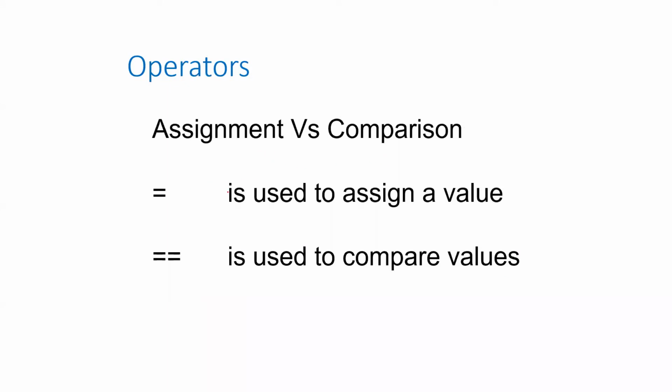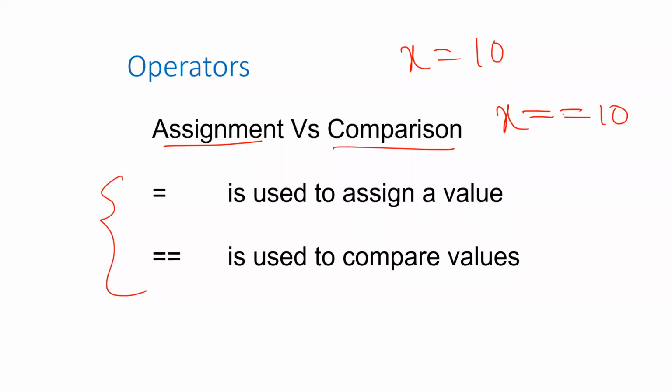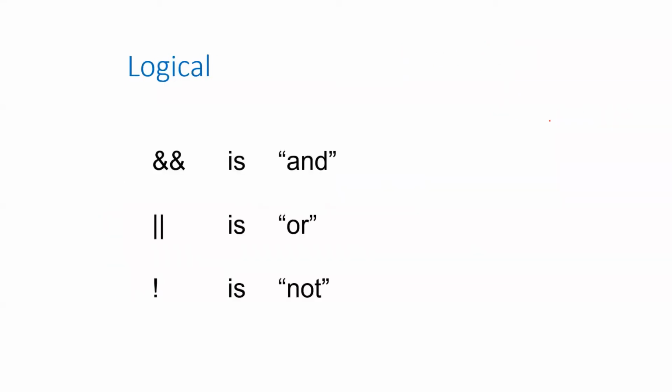The first one is assignment versus comparison operator. Many of you confuse these 2 operators. X = 10 means I assign a value of 10 to a variable called X, whereas X == 10 means I am checking whether X is equal to 10. So these 2 are entirely different. Assignment versus comparison. Next one is the logical operator. For combining decisions, we use logical AND, logical OR, and logical NOT.